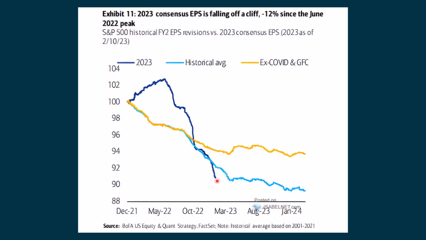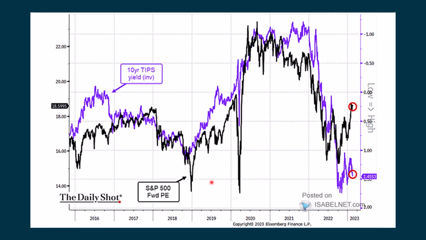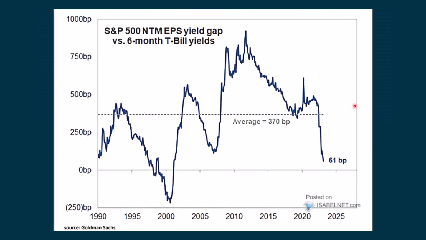And so the fact that these EPS revisions are coming in and going down, that could really put some problems into the stock market. This looks at the 10-year Treasury adjusted for inflation bonds, how they've actually been going down, and the forward PE ratio of the S&P 500 has been going up. Here we have the S&P 500, the next 12 months EPS yield gap against the 6-month T-bill yields. Just shows that there's a real wide gap between them currently.